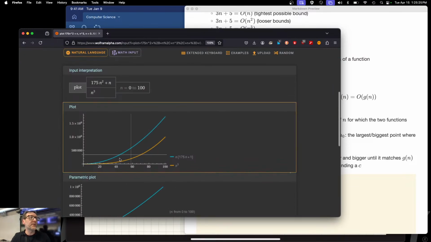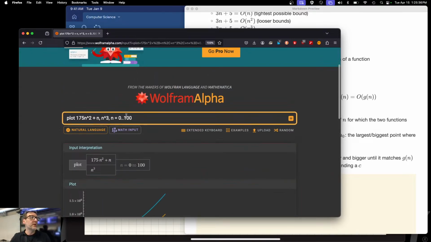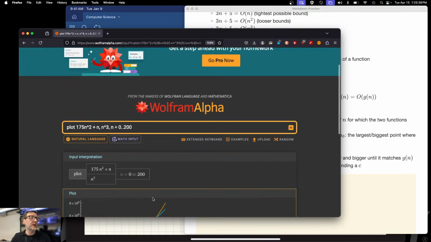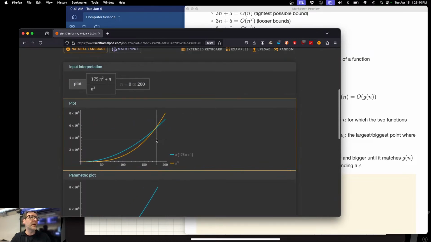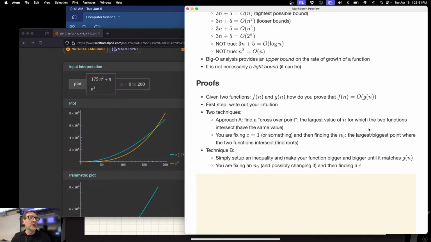If you only looked at it from 0 to 100, you would get the misimpression that n cubed is better because that's on the bottom, right? Lower is better because less time, less memory, less resources. But if you zoomed out here over to 200, right, then you would see that at some point they cross over. There's your n naught. For every integer after that, that other function will be greater than the blue function there, that n squared function, right? And that works as long as you're finding roots works, right?